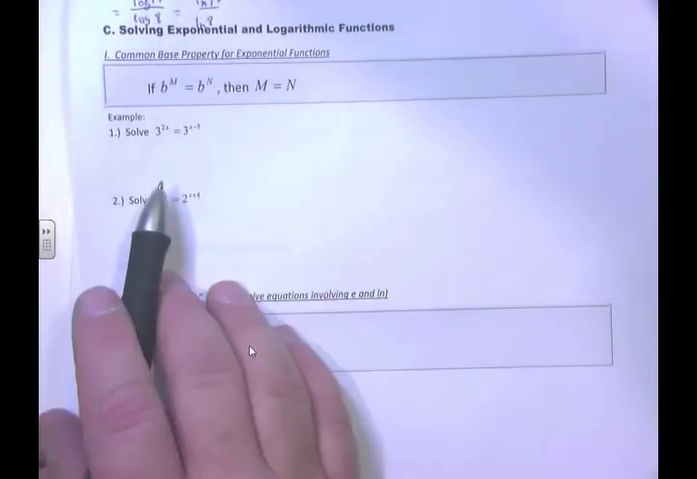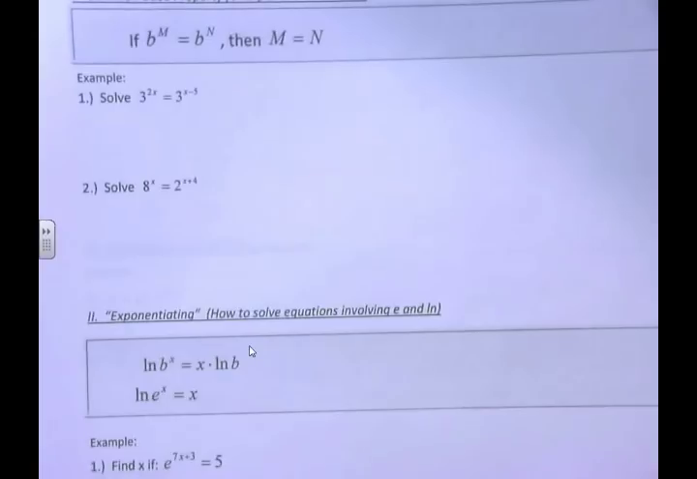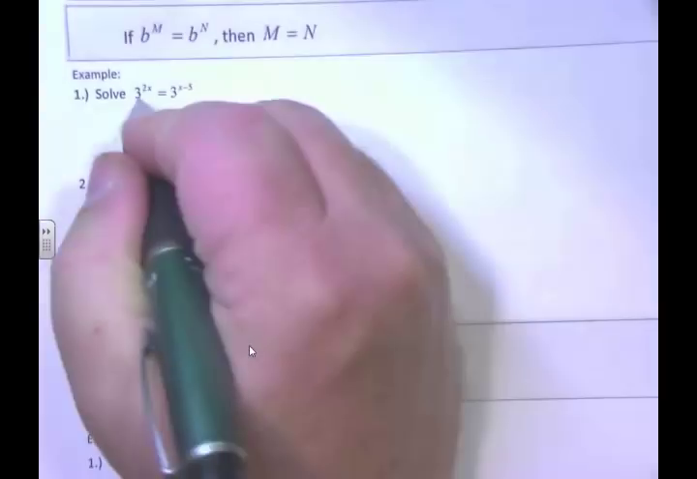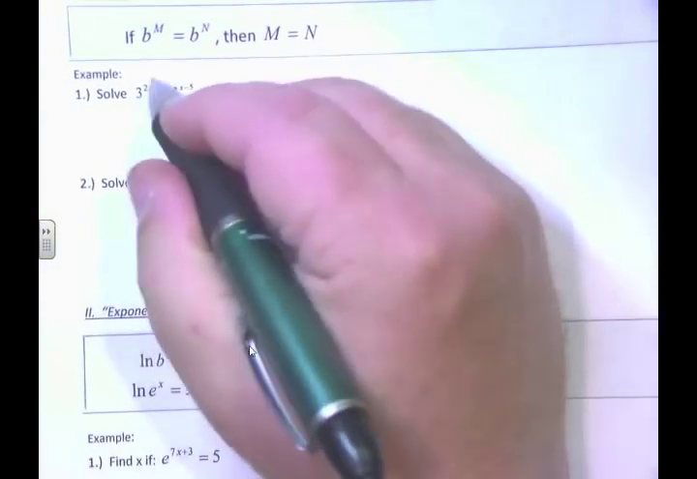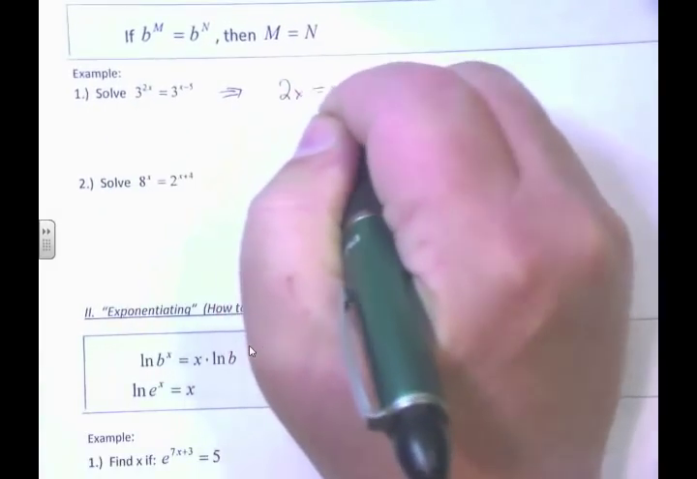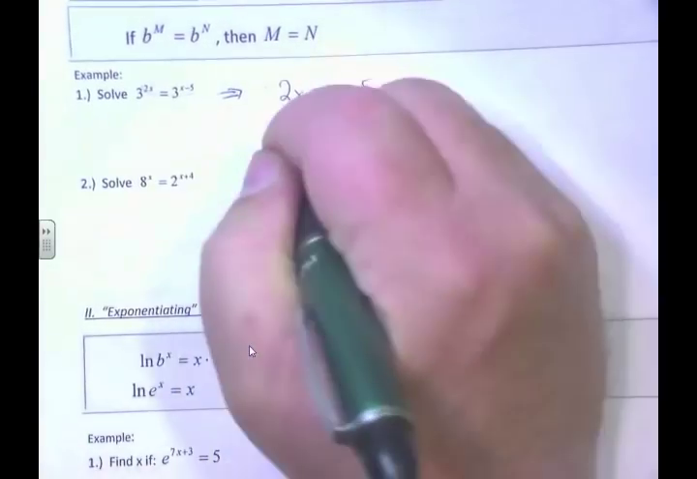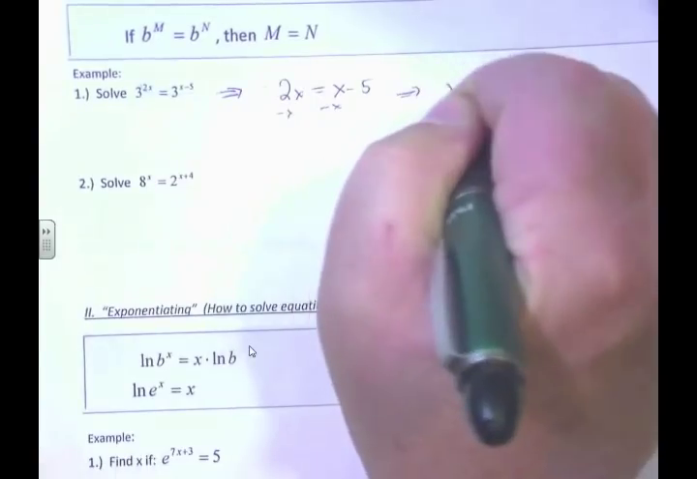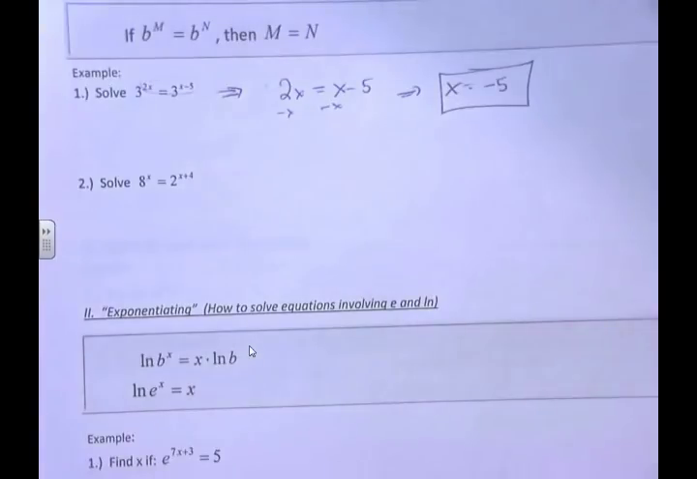So in this particular case, this one's not bad. Straight up, I've got 3 raised to the 2x is equal to 3 raised to the x minus 5. If the bases are equal, what does that imply? The bases kind of cancel, but that actually means that the exponents are equal. The 2x has to be equal to x minus 5, and that makes it easy to solve for. Subtract x from both sides, and what do we get for x? x is equal to negative 5. A nice, easy answer.